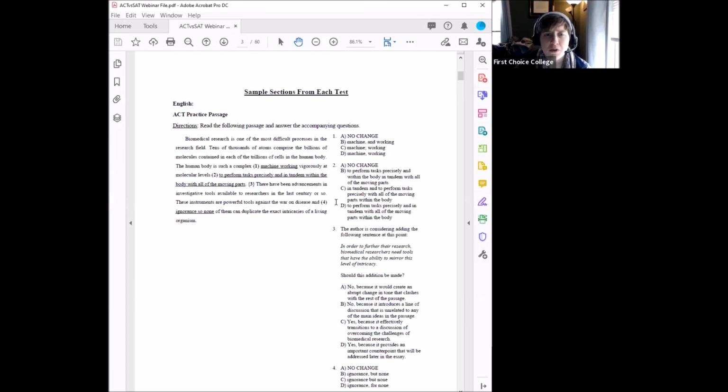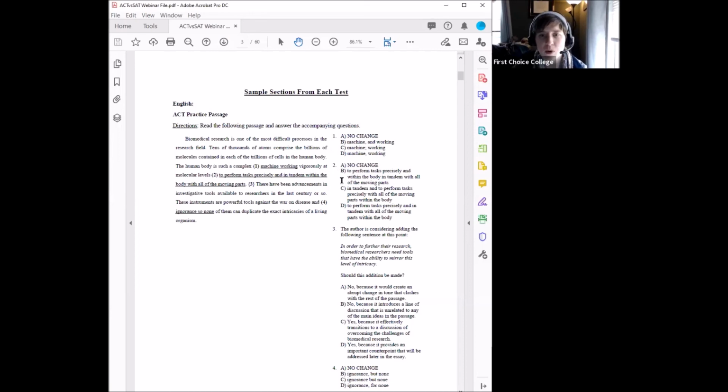The rest of the packet goes into, feel free, if you've got kids or friends you want to share this PDF with, go for it. It's basically a sample section from each different test put back to back. So in English, which is the writing section on the SAT, we have a practice passage from the ACT.